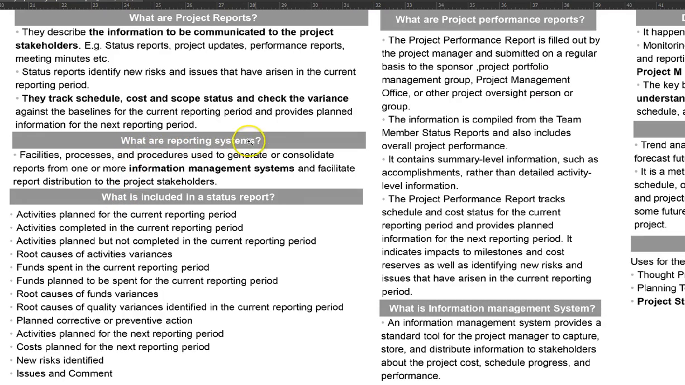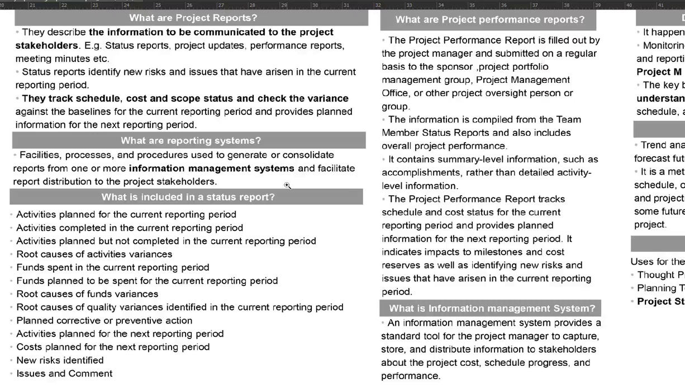The next one we have is: what are reporting systems? Facilities, processes, and procedures used to generate or consolidate reports from one or more information management systems and facilitate report distribution to stakeholders. So, to facilitate and distribute the project reports and status reports to the stakeholders, you're using information management systems.